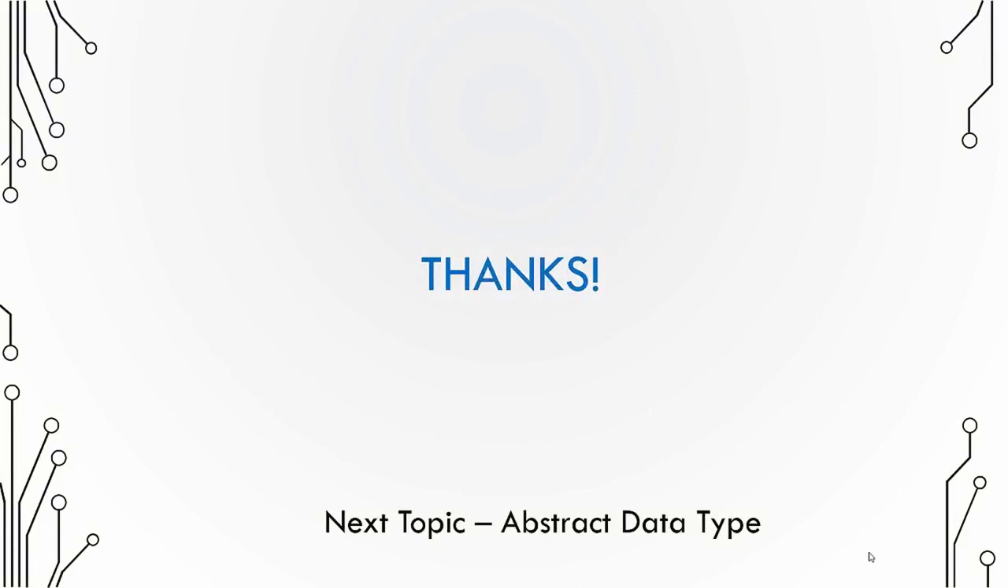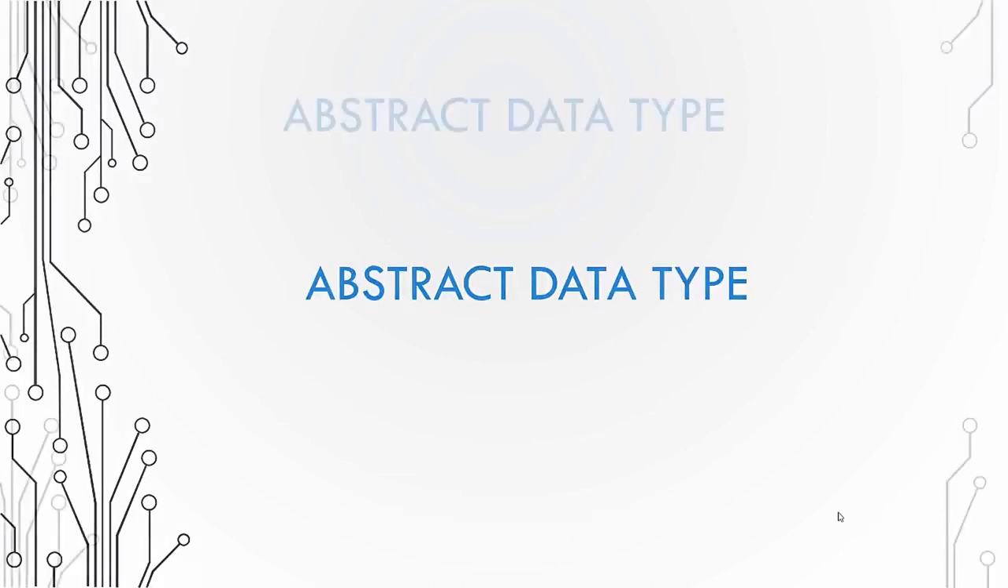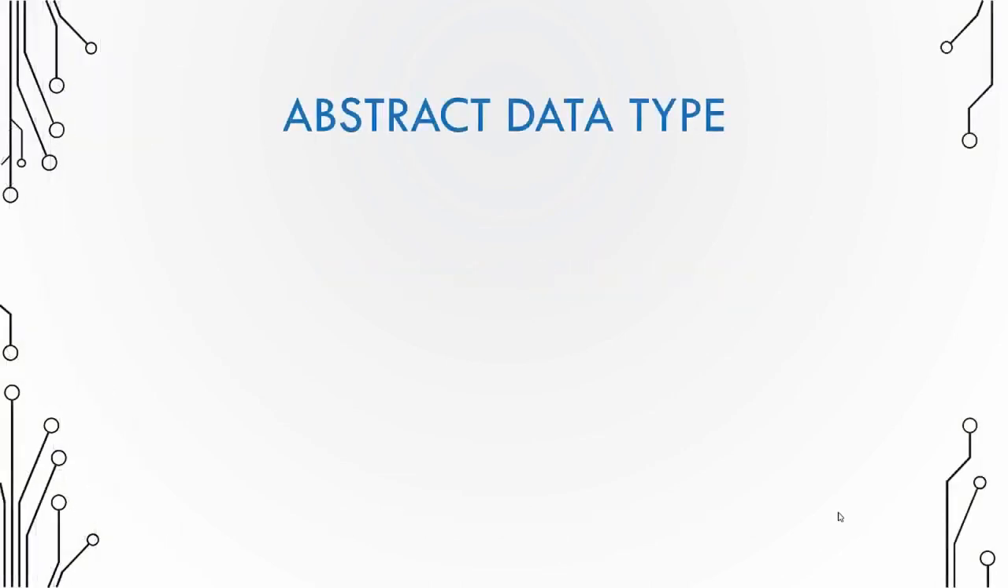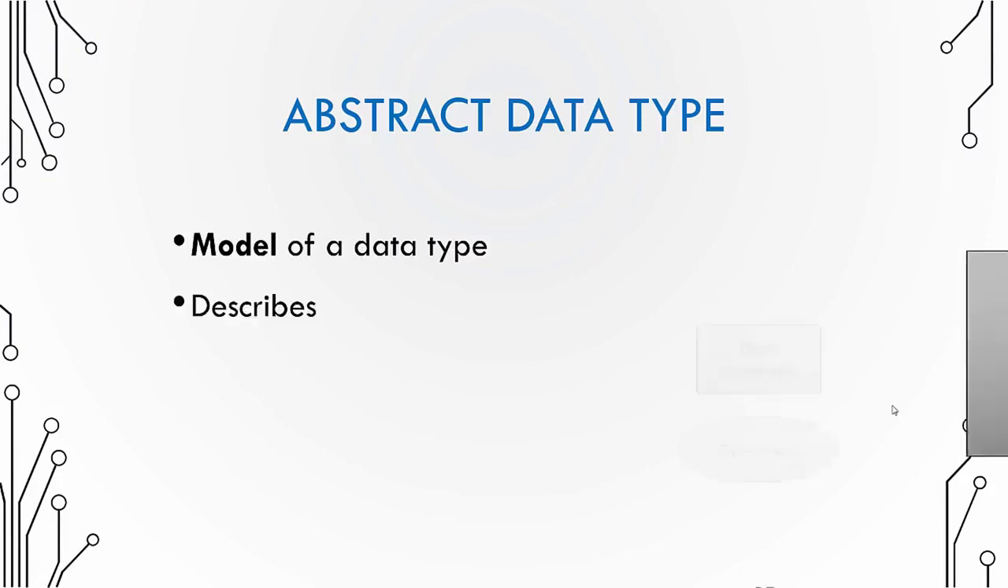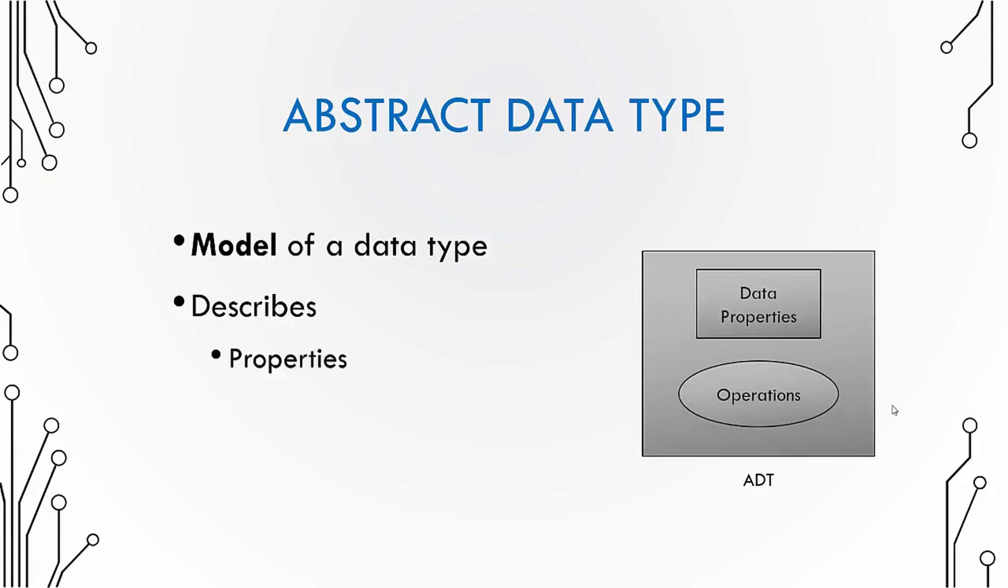The next topic that we will do is abstract data type. In this video, let us see what an abstract data type is. When you talk about abstract data type, you talk about something that models a data type. By modeling a data type, we say that it describes the data properties and the operations that can be done on that type of data.